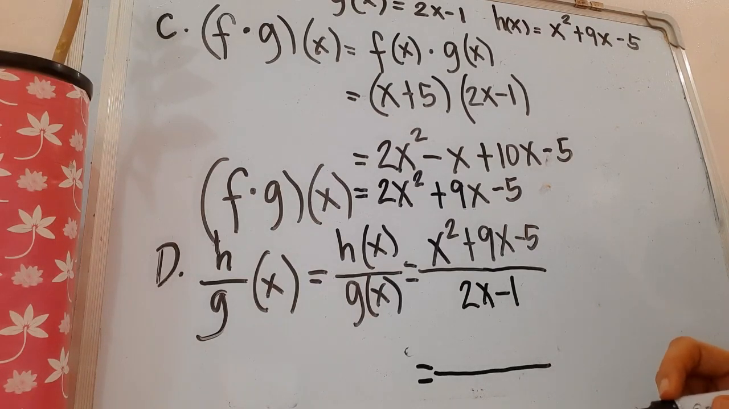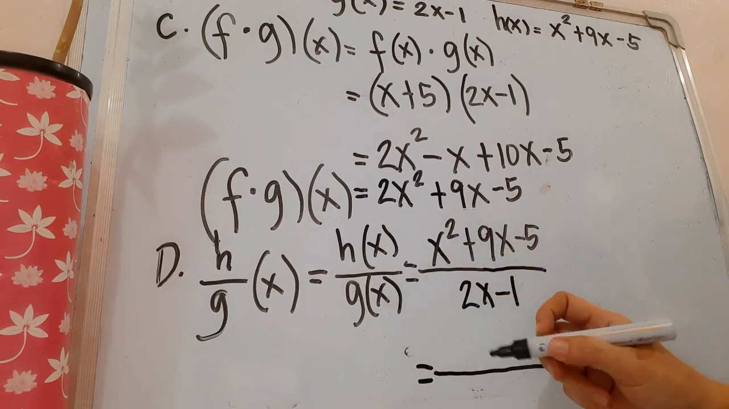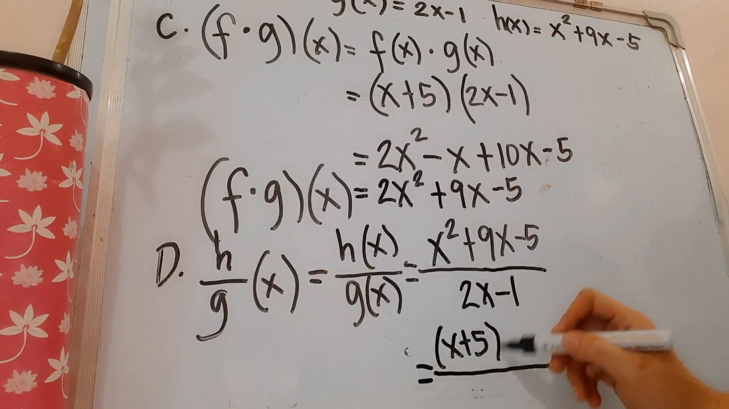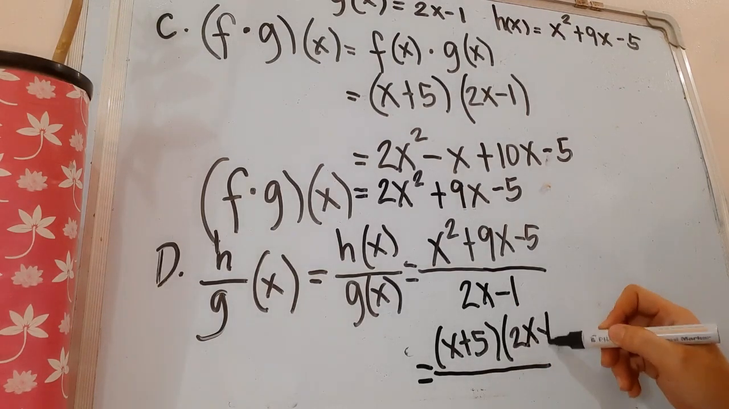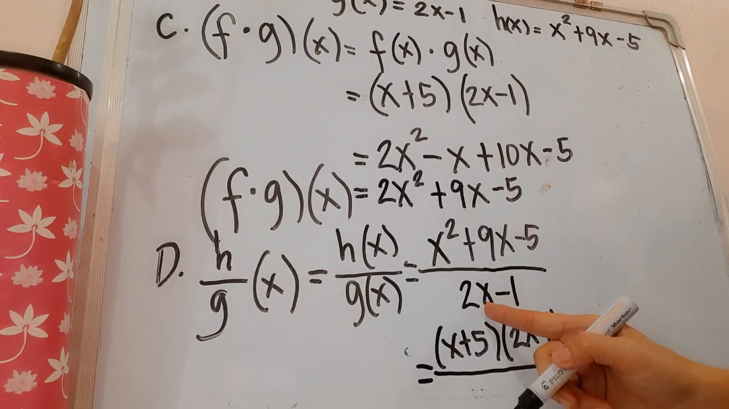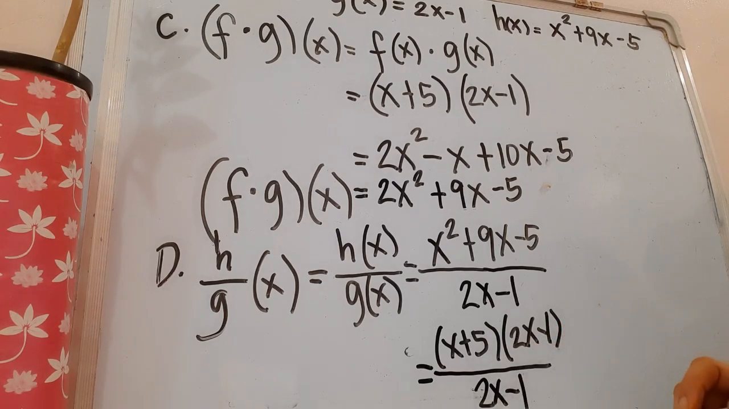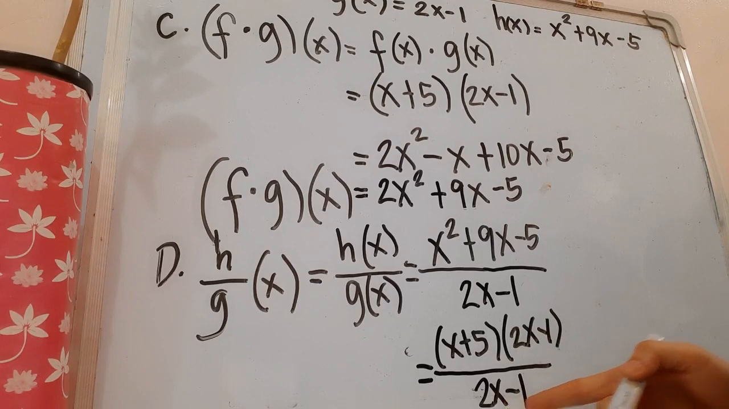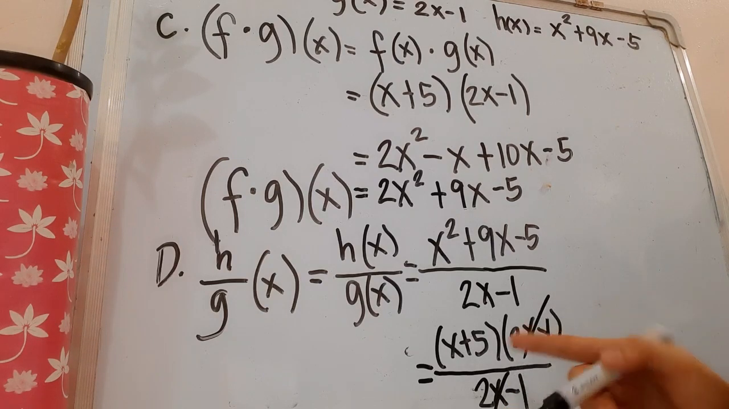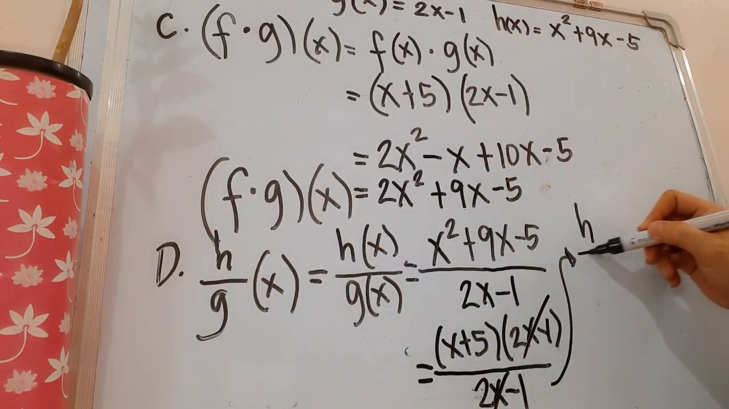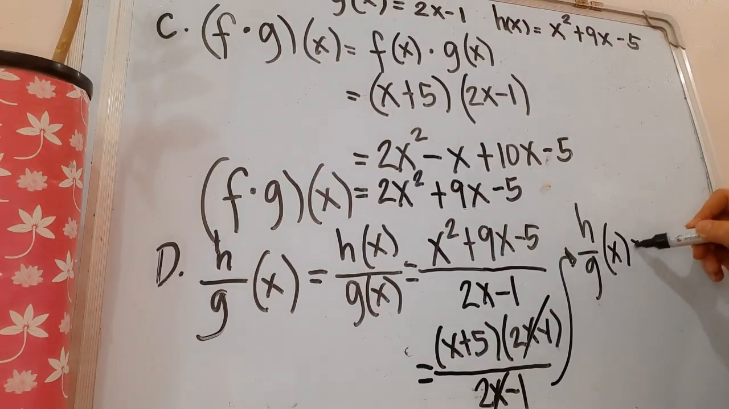And we are going to factor that. That is your lesson for grade 8 during your junior high school. You can factor this out. The factors of that are x plus 5 and 2x minus 1. Then copy the denominator, which is 2x minus 1. Divide out 2x minus 1 divided by 2x minus 1. So, if you are going to divide the two functions, h over g of x will give you x plus 5.